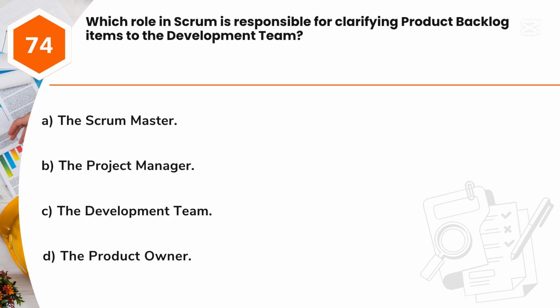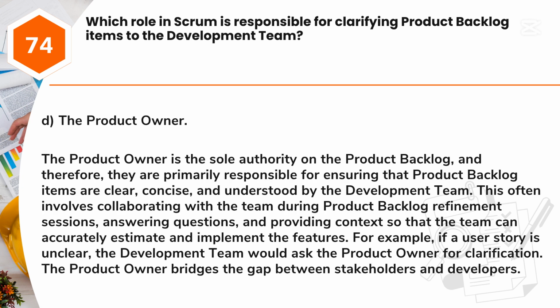Question 74. Which role in Scrum is responsible for clarifying product backlog items to the development team? A. The Scrum Master. B. The Project Manager. C. The Development Team. D. The Product Owner. Answer: D. The Product Owner.